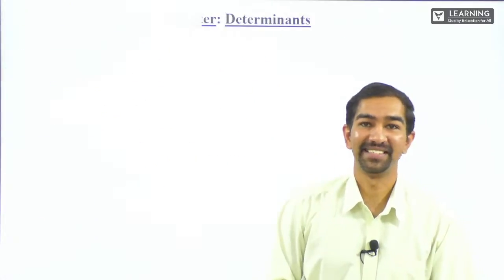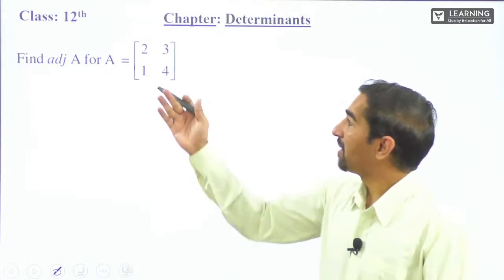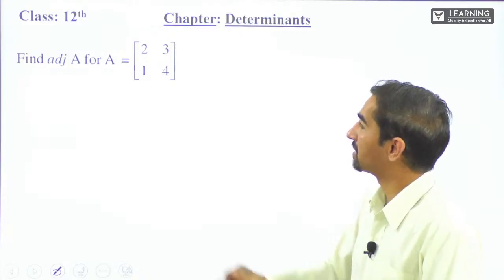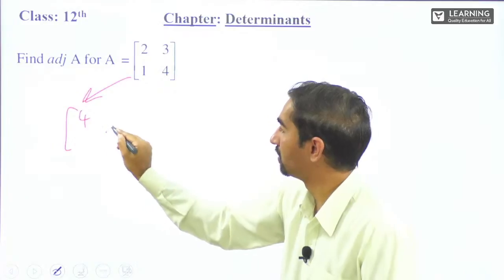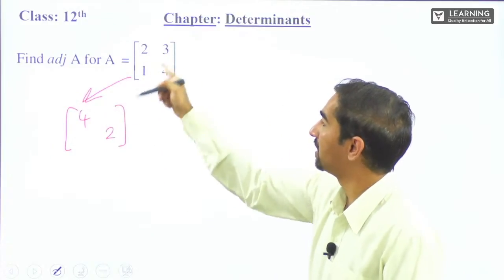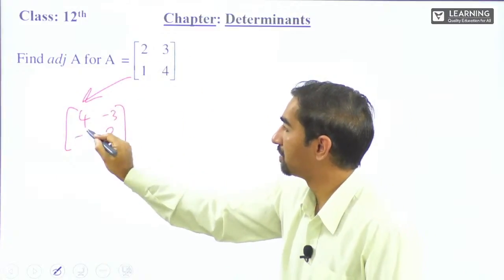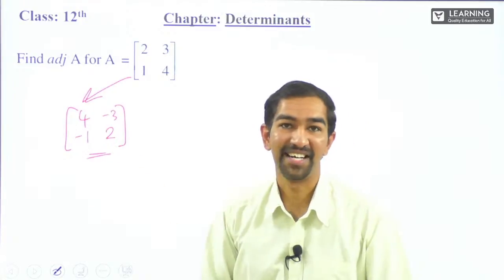Moving on to the next slide. So here we have one small example. Find the adjoint of matrix A. Here we'll do by shortcut method very quickly. What is the answer? 4, 2. Interchange the principal diagonal elements. Inverse the signs. Minus 3, minus 1. What is this? Adjoint of matrix A.